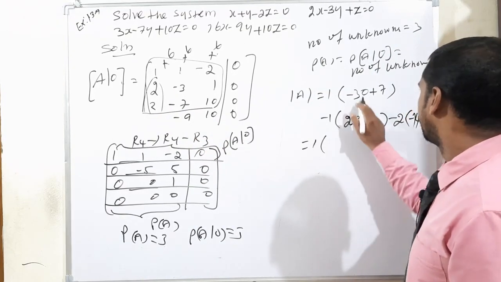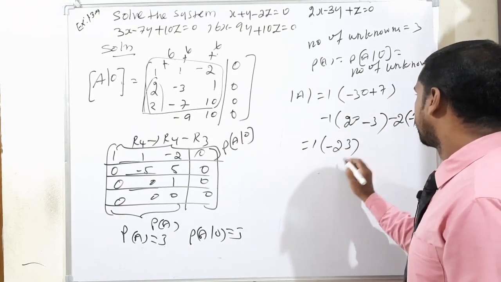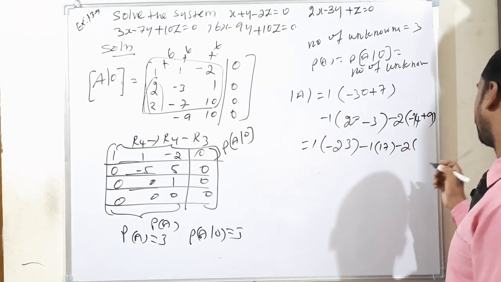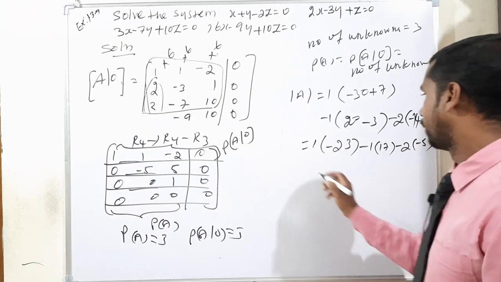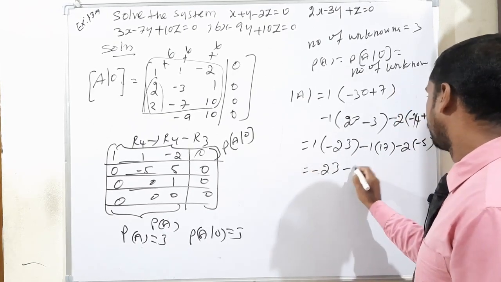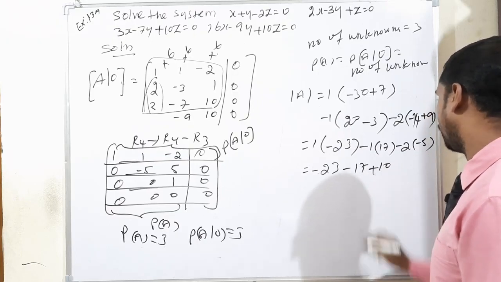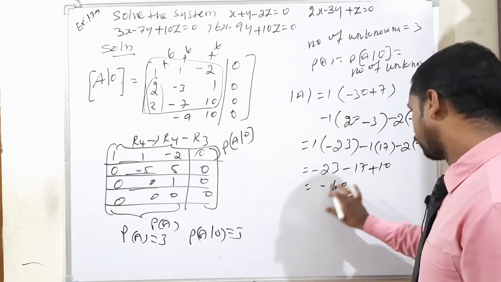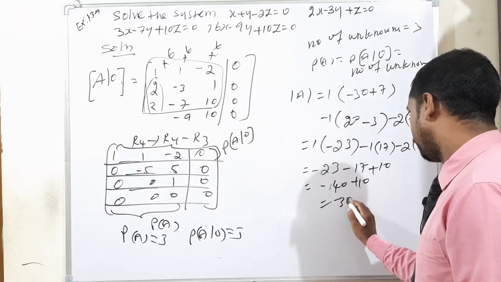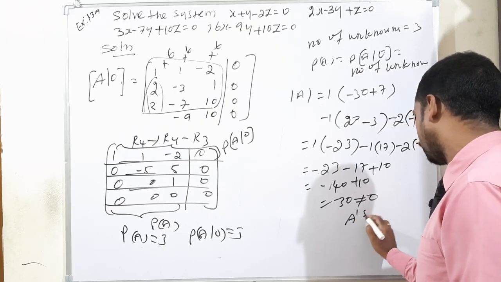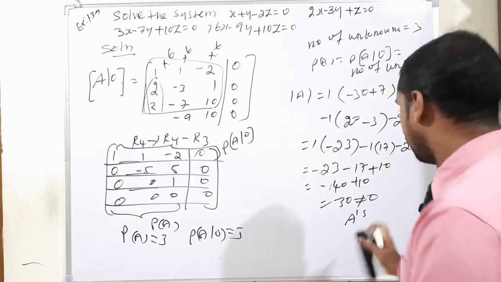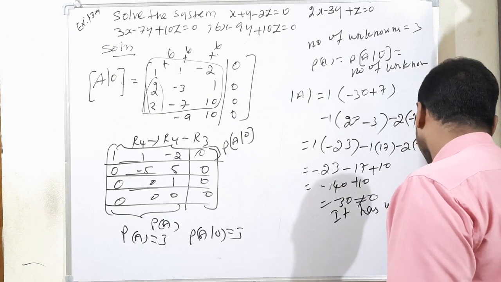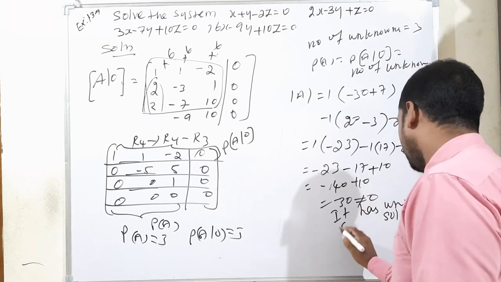So 1 into minus 30 plus 7 means minus 23. Minus 1 means 20 minus 3, 17. Minus 2 means minus 14 plus 9, so definitely minus 5 will come. So minus 23 minus 17, there is plus 10 will come, isn't it? So minus 23 minus 17 means minus 40, then plus 10. Answer definitely minus 30, not equal to 0, means A inverse also exists. So if it exists, then it has a unique solution.